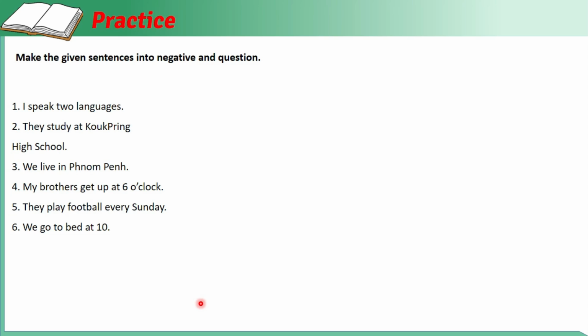Okay, now practice all together. I want you to make given sentences into negative and question. So this is the positive that I give you and you make this sentence into negative and question. Okay, now check the answer all together.